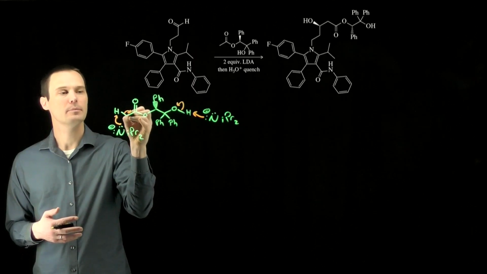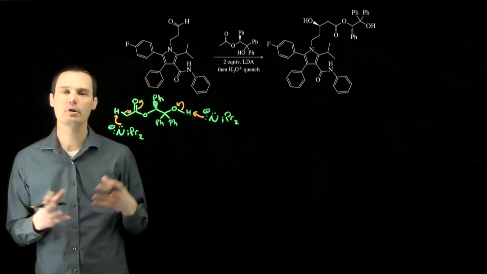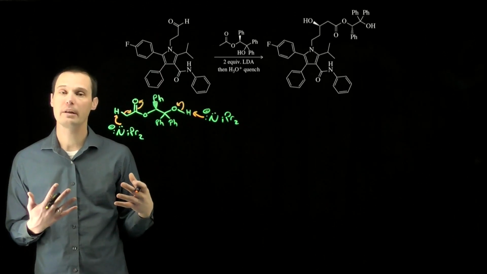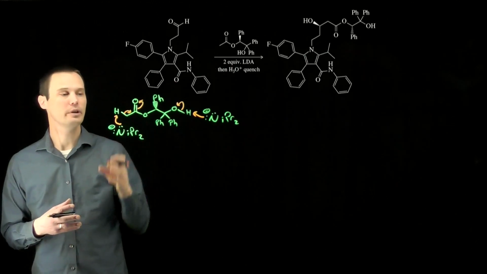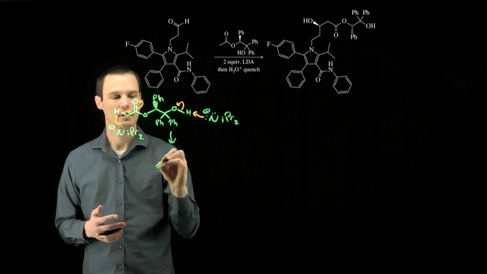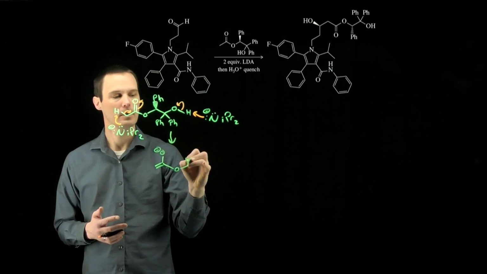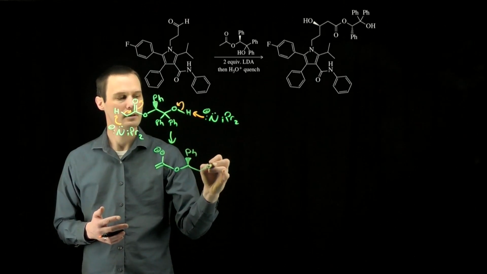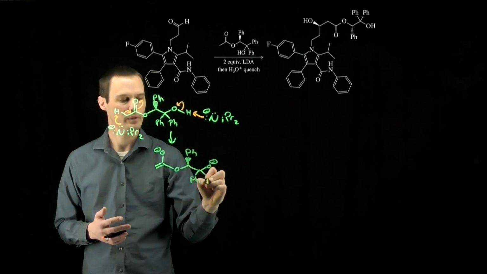Now, both of these deprotonations will likely happen over 2 different steps. To save a little bit of room on the board, I'm going to do them both at the same time, but in reality, they're 2 separate steps. First, the alcohol gets deprotonated. Then we can form the enolate. But again, I'm going to save a little bit of space here on the board. So this will form our enolate and an alkoxide on the other side of the molecule.